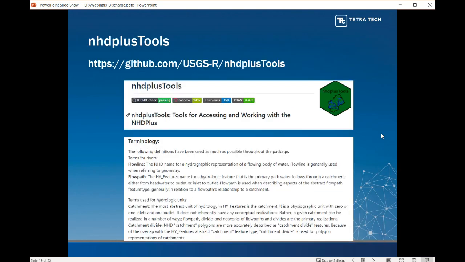And then finally, one of my favorite R packages for stream applications is NHD Plus Tools. This can allow us to identify flow lines, flow paths, catchment divides, all sorts of really useful information. That is just the tip of the iceberg in terms of all of the really cool things that NHD Plus Tools does. They've got a GitHub page as well, and I'd recommend starting there. They have some really useful vignettes to help explain the functionality as well as how to implement them within R.